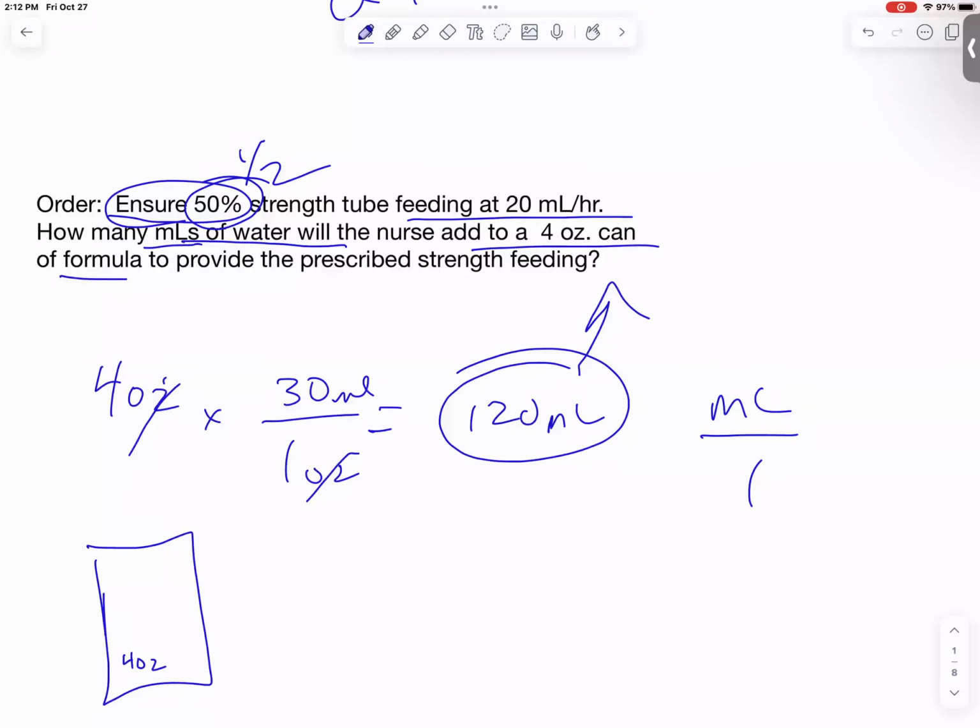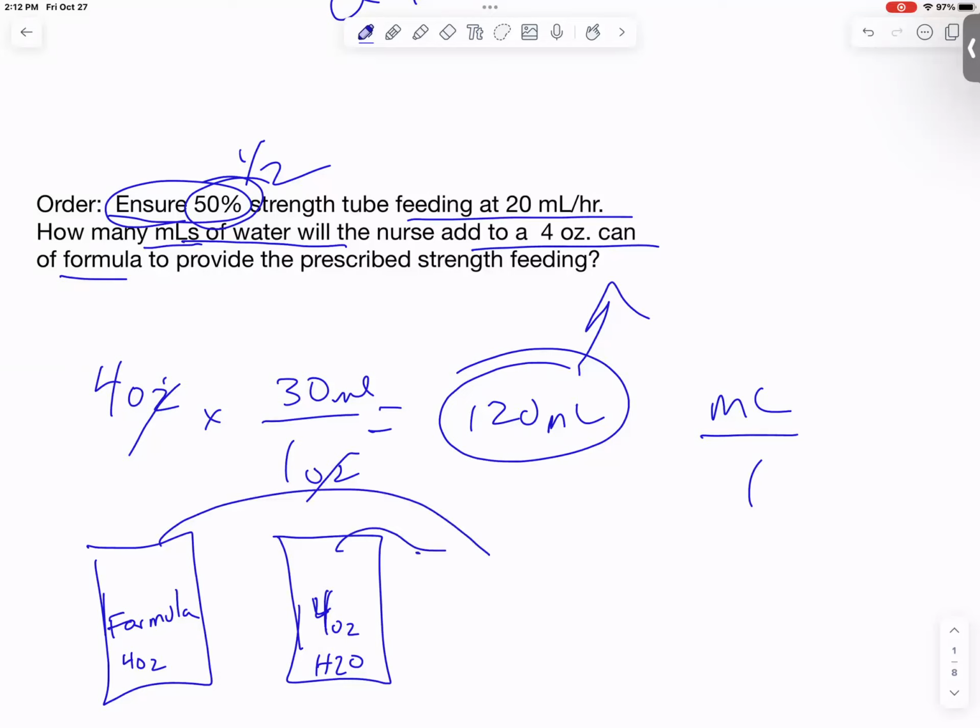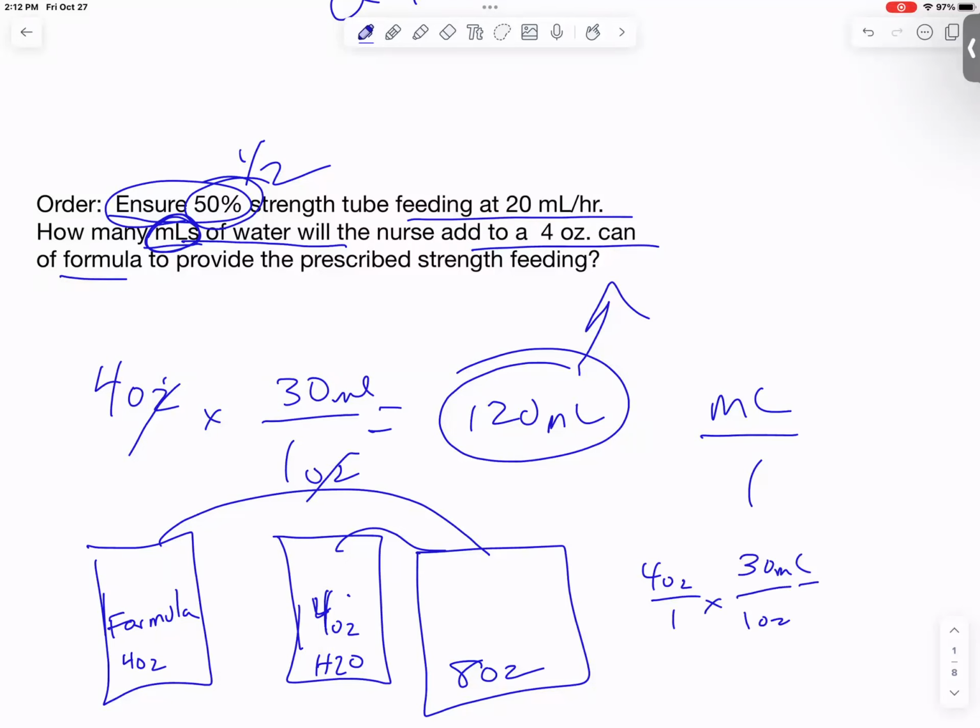So how do I dilute 4 ounces to make it 50% strength? Well, I add the same amount in water, 4 ounces of water. So this is your formula, and this is your water. So you'd get probably a bigger bag and pour both into one giant bag. And that total bag is 8 ounces. But we don't do our intake and output and anything in ounces, and the question said milliliters. So it says, how much water will you add? Well, I'm going to add 4 ounces of water. So 4 ounces times 30 milliliters, because you do your dimensional analysis, is 120 milliliters of water.